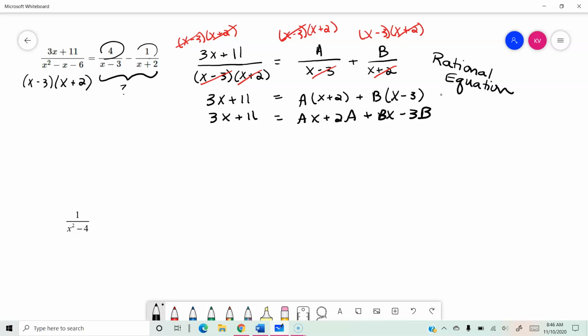Then we're going to set up a system of equations. This is a little different. This is something you may not have ever done before. That's why we're exposing you to this now, so you're ready for it later in calculus. And we're going to look at like terms.